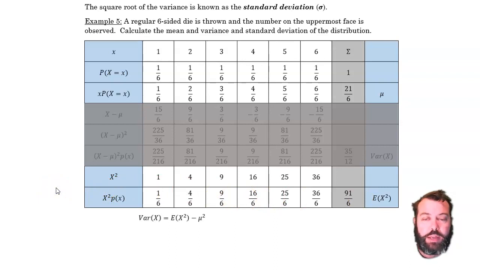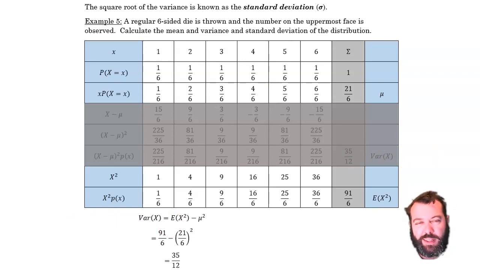Now, the variation can be calculated this way. It's that figure there, the expected value of the square of the values, minus the square of the mean. So 91 on 6 minus 21 on 6 squared. And that gives us 35 on 12, just as we calculated it the other way around there. So there's a few steps there. It takes a little bit of remembering, but you know, it comes together okay. Practice them a few times.